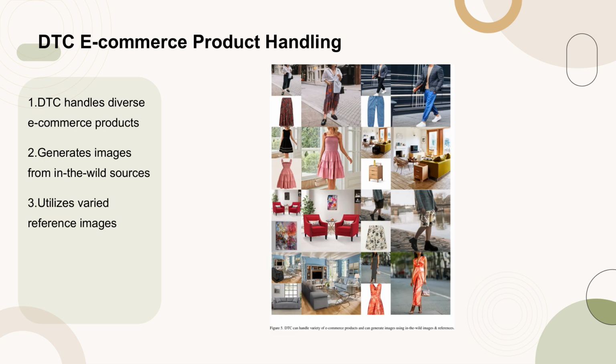Figure 5 illustrates the capability of Diffuse to Choose (DTC) in handling a wide variety of e-commerce products. It showcases the model's ability to generate images using in-the-wild images and references, demonstrating its versatility and practical application in real-world scenarios. This figure highlights DTC's effectiveness in preserving the fine-grained details of products while ensuring their seamless integration into the scene, fulfilling the criteria for the virtual try-on use case.